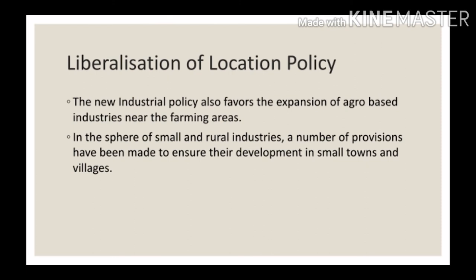The last is liberalization of location policy. That is, the new industrial policy also favors the expansion of agro-based industries near the farming areas. A number of provisions have been made to ensure their development in small towns and villages. So in the sphere of small and rural industry, a number of provisions have been made to ensure their development in small towns and villages. The liberalization of location policy is very significant, as the provision in this respect ensures the decentralization of industrial activities geographically. The new industrial policy also favors the expansion of agro-based industries near the farming areas.